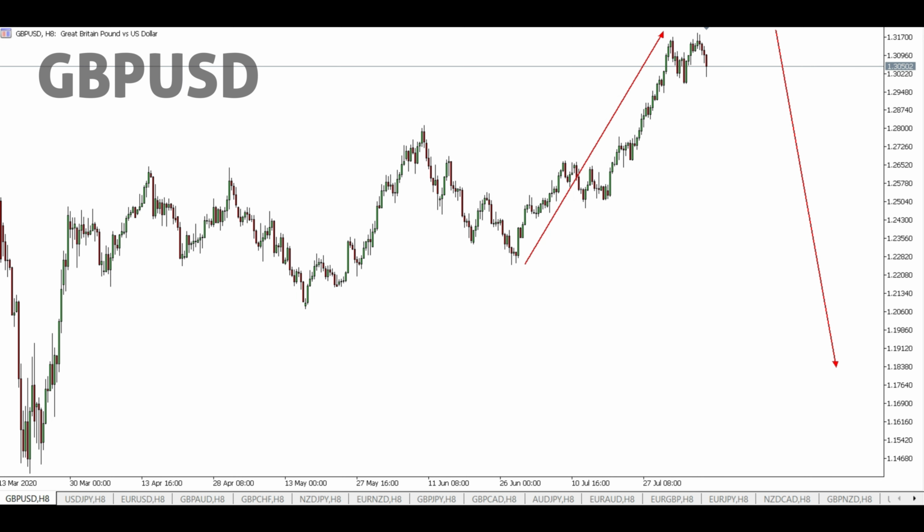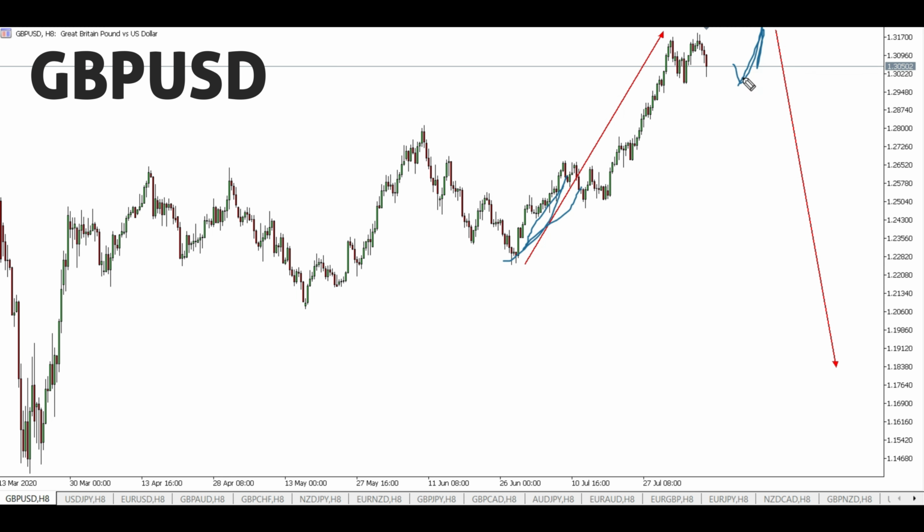GBP USD. For GBP USD, we've been focusing on this up move. We focused at this corrective structure, then this up move, then this corrective structure, and this up move. So the next move at this point, we're expecting a corrective structure here, then continuation up. That's what structure is showing. It's showing that we're likely to get an up move similar to this, but here.